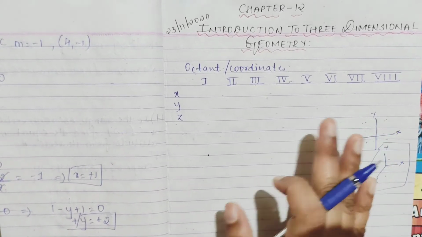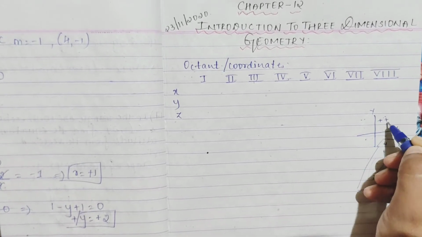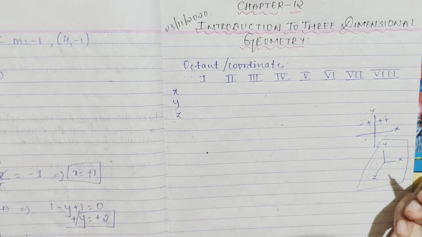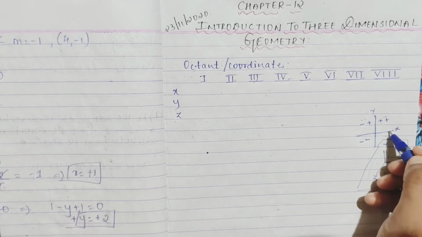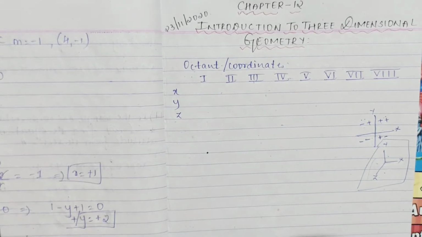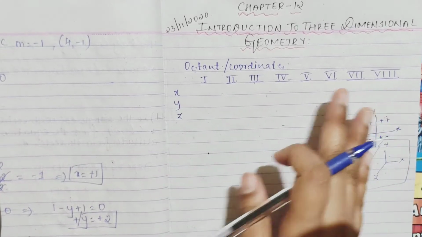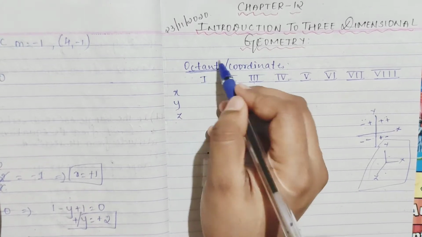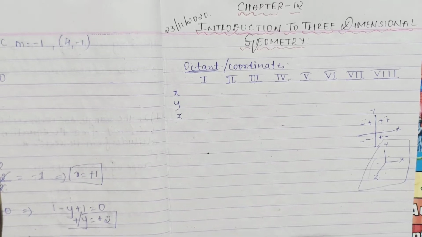Now for these 8 quadrants, we know how the signs were allotted. In the first quadrant x and y are both positive. In the second quadrant x is negative and y is positive. In the third, both x and y are negative. In the fourth, x is positive and y is negative. In the same way we give the signs of the coordinates of a point in 3D. We call each of these an octant, a new word you should use.